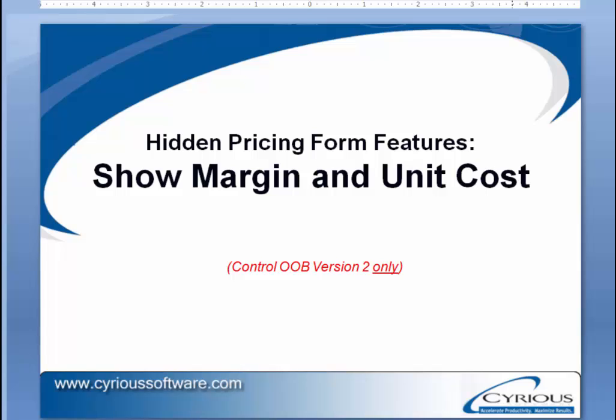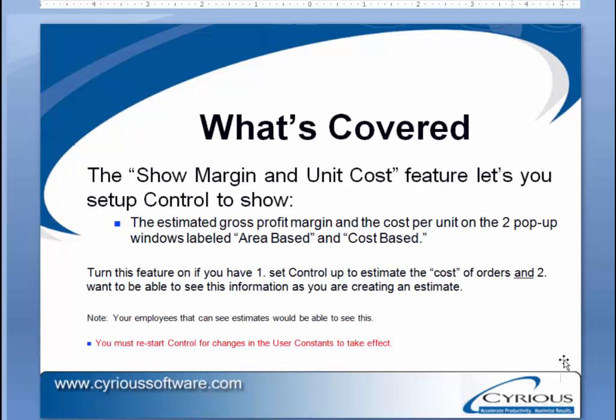Videos for another hidden feature on the pricing forms in the OOB version 2 dataset. It's only available in the version 2 OOB. The feature is called Show Margin and Unit Cost. Let's go to the second page and learn a little bit more about what this means.